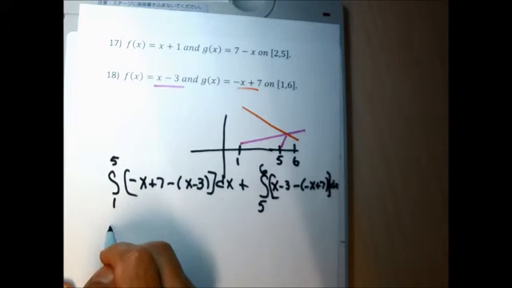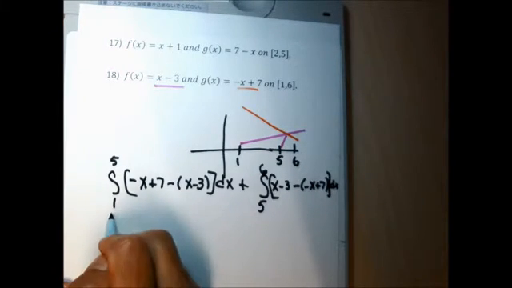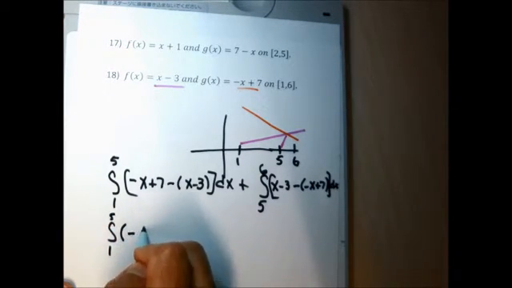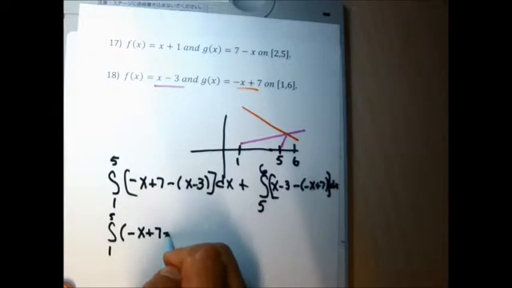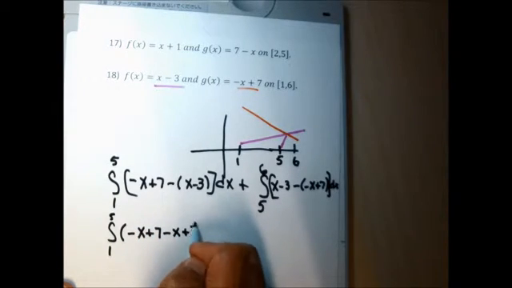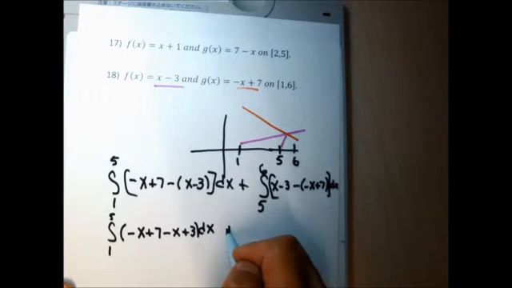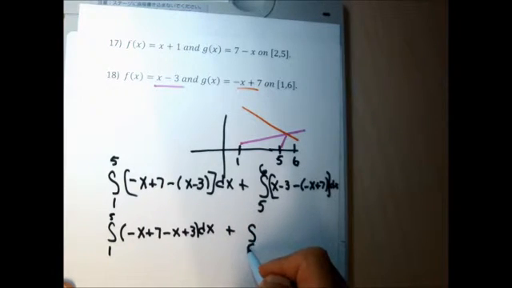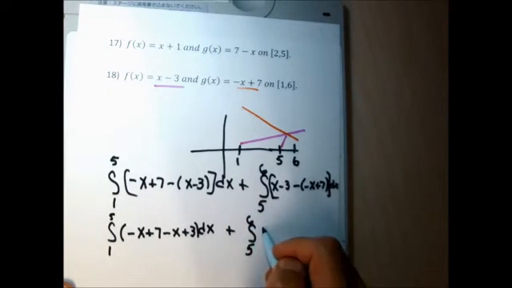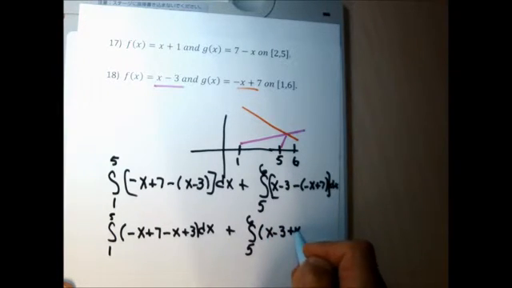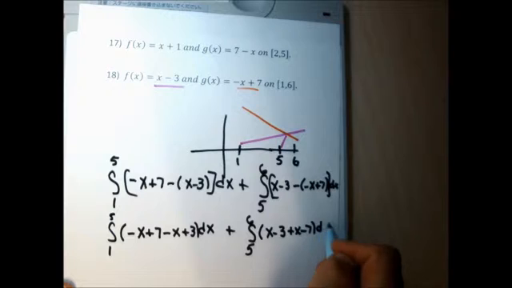So I need to clear out these parentheses in here. So this is going to be the integral from 1 to 5 of negative x plus 7 minus x plus 3 dx. The second integral is going to be the integral from 5 to 6 of x minus 3 plus x minus 7 dx.